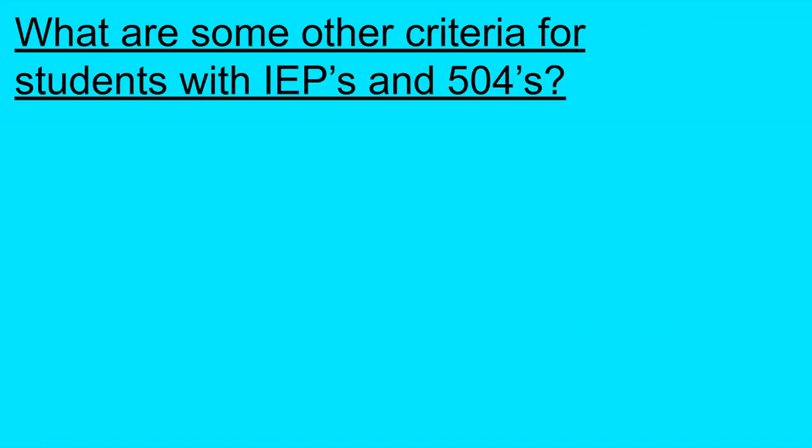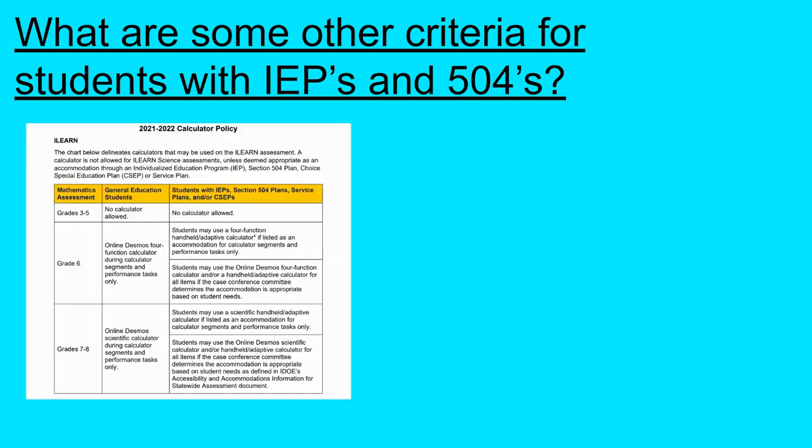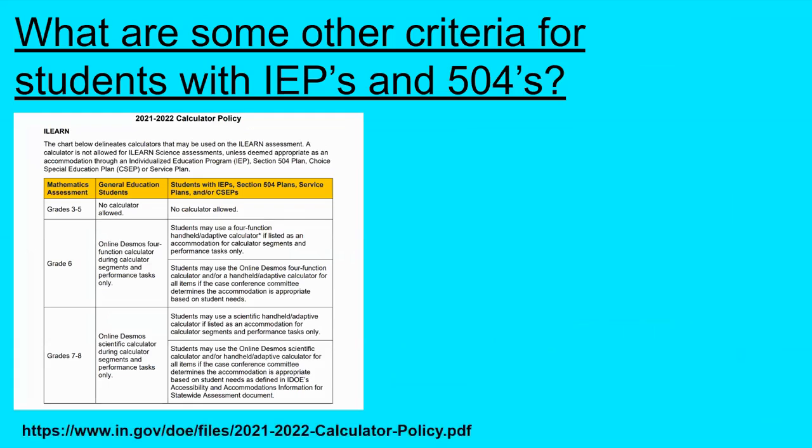But what are some other criteria for students with IEPs and 504s? What does the actual wording say? Well, here in Indiana, if a student is taking an iLearn in grades 3 through 5, whether they have an IEP, 504 or not, they're not allowed a calculator, which is understandable because they want to get a real world idea of how the student is doing. But once they get to grade 6, they may be allowed to use a four-function calculator or a handheld adaptive calculator if the IEP and the accommodations say that it's reasonable.